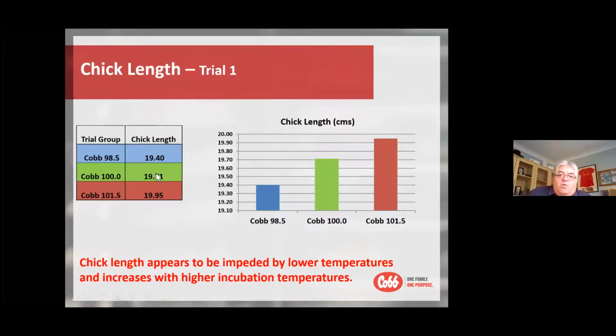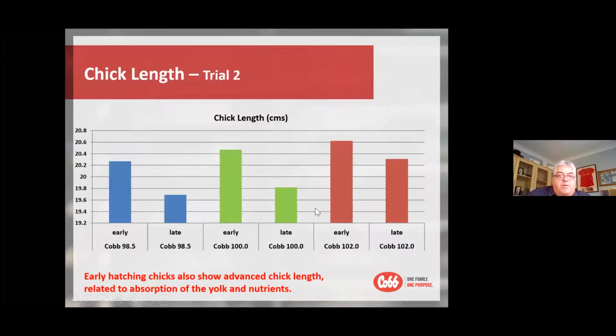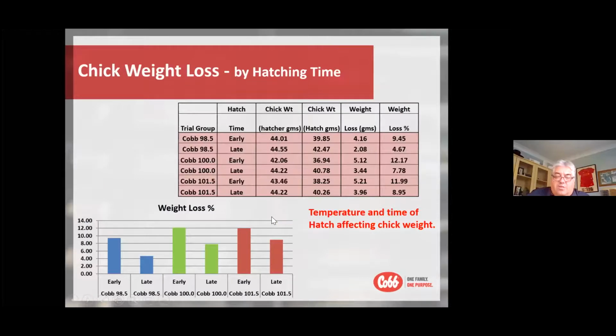And what we saw in this was nothing really significant, except that the chick length seemed to be greater with higher temperature. But in fact, when we looked in our second and third trials at the differentials of the early and late hatch times, we can see that this is correlated to the hatching time. As that chick hatches and absorbs some of the nutrients from the yolk and from the egg, you can see that it is actually growing a little bit more. So again, nothing which was really statistically significant from our trials.